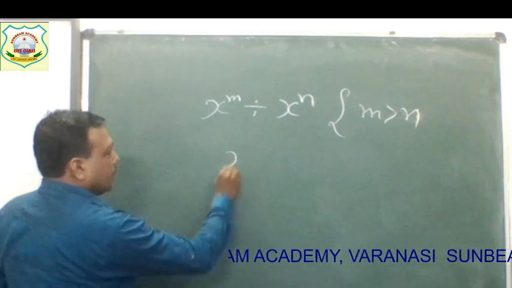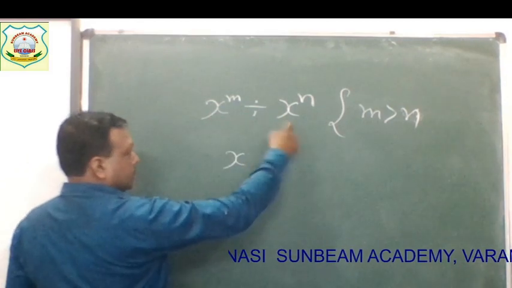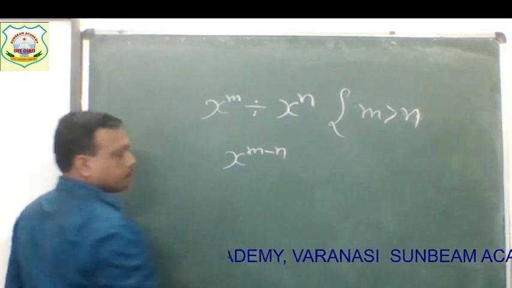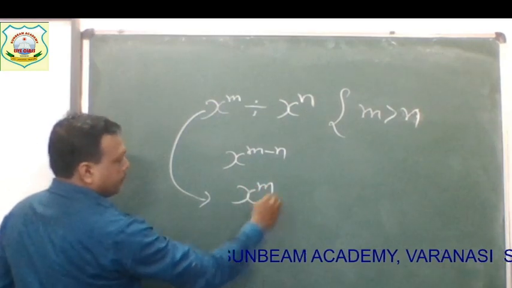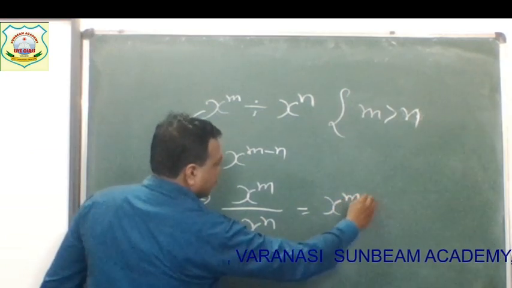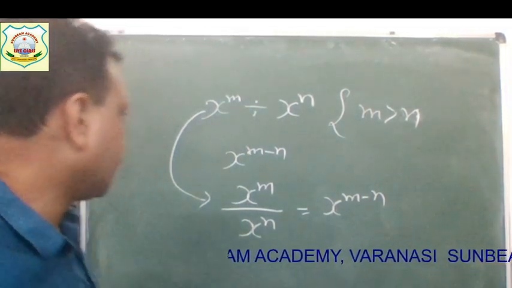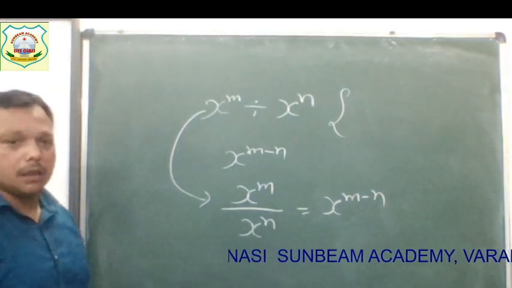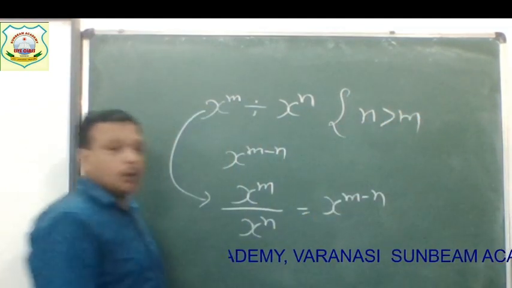Then we can write, by the exponent law, when it is divide form and the base is common, the power will be subtracted, m minus n. This portion you can also write this way, x power m upon x power n equals x power m minus n. Students, suppose n is greater than m. The same case is here, but n is greater than m. Then how will you write?